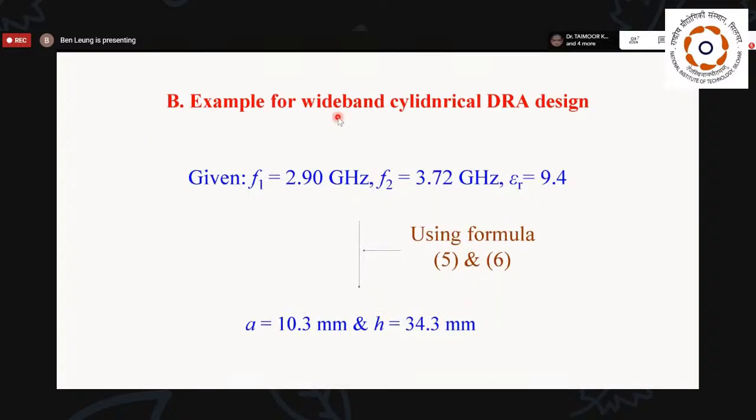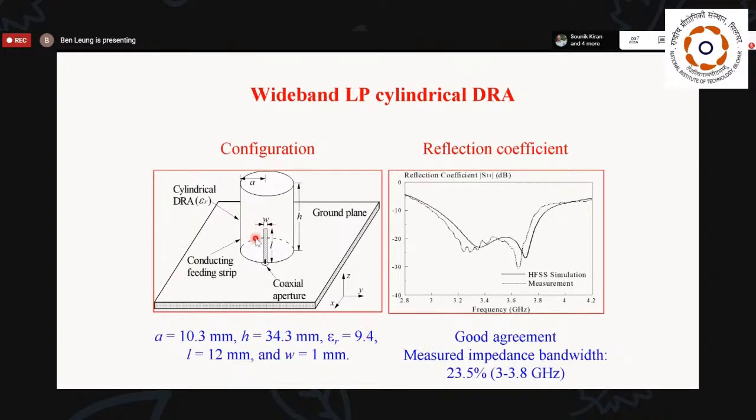Okay, next we consider the wideband design. Now we consider 2.9 and 3.72 GHz by using the formula. We have this. Now we use the conformal strip. Here, as we can see, the two modes merge together, and therefore we obtain a wide bandwidth. It is 23.5%.